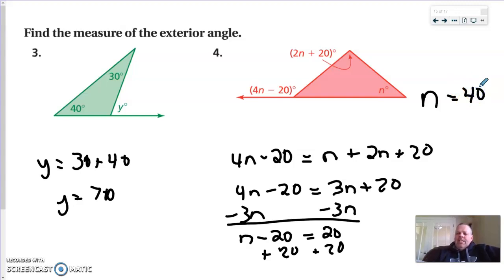Again, that's not my exterior angle. I now have to put 40 in there. 4 times 40 is 160. And I'm going to then subtract 20, so that answer will be 140 for that one.